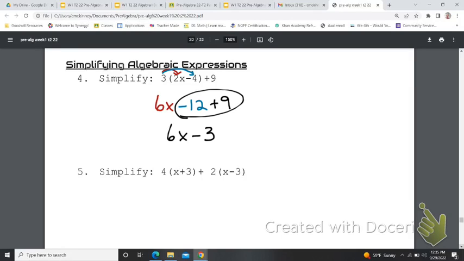In number 5, we have the opportunity to use distributive property twice. So I'm going to do 4 times both of these, so 4x plus 4 times 3 is 12, and then 2 times both of these. So plus 2x, and then 2 times negative 3, negative 6.